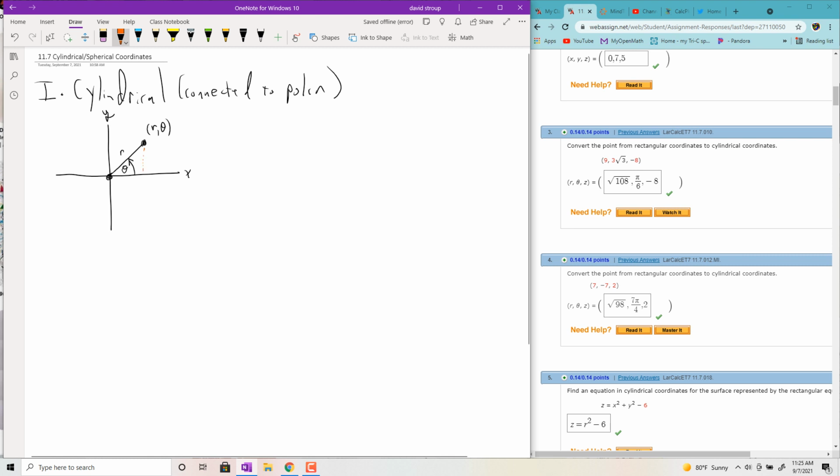The connection to then the rectangular system we could find via trig. So note that we're dealing with a right triangle here. So if you have cosine of theta, that'll equal adjacent, which is the x coordinate, over r. In other words, x is equal to r cosine theta. And then you could say sine of theta is equal to opposite, which is y, all over r. So we have y equaling r sine theta.